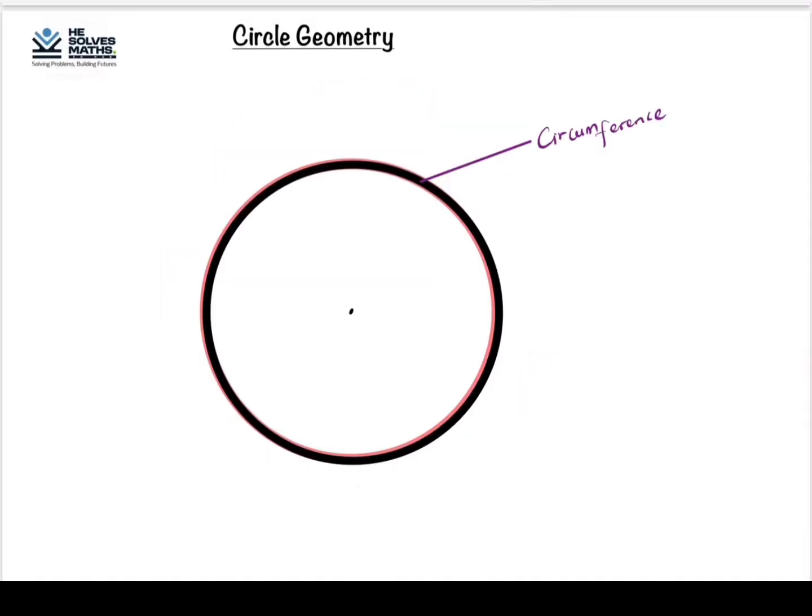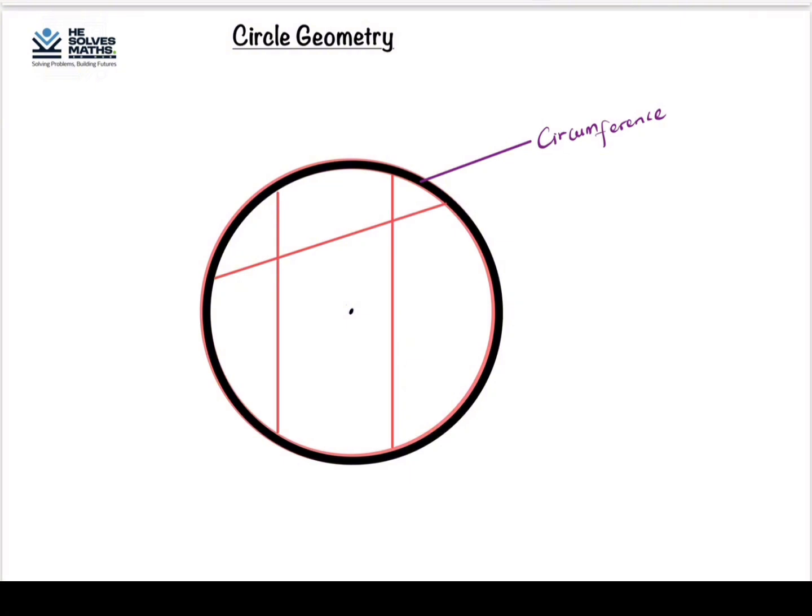Talking about a chord. So a chord is a line with both ends on a circle. Like this is a chord. This is another chord. This is another chord. This is another chord. So chords are basically straight lines with both ends on a circle, right?